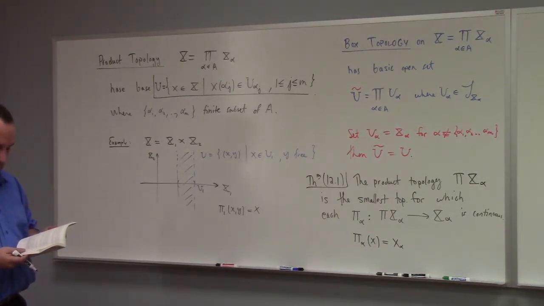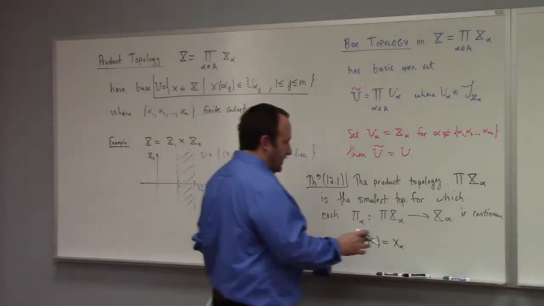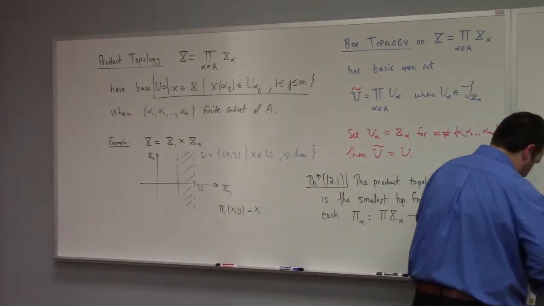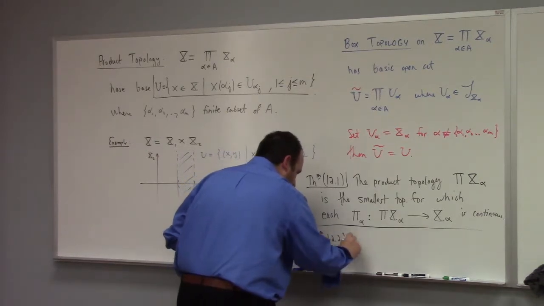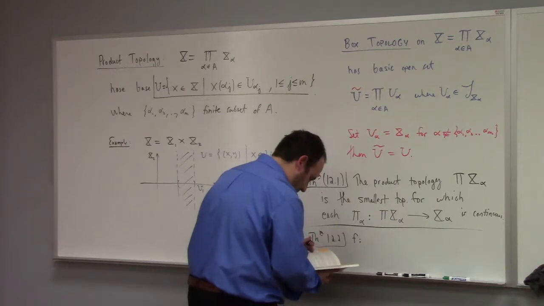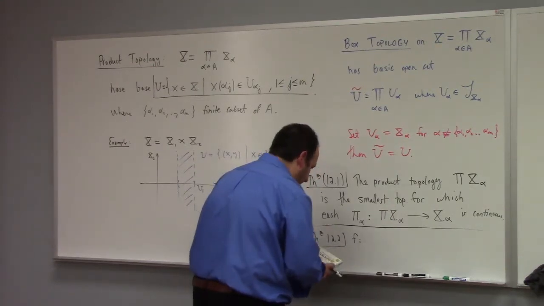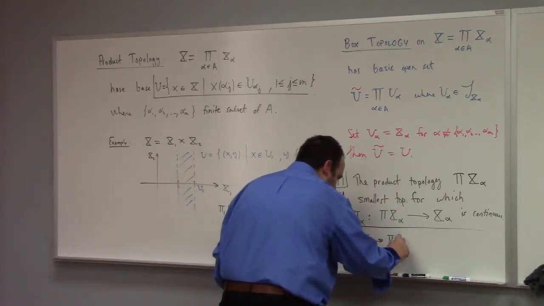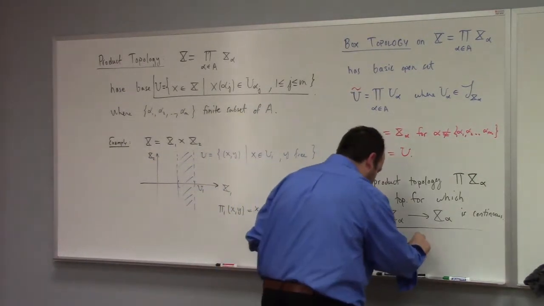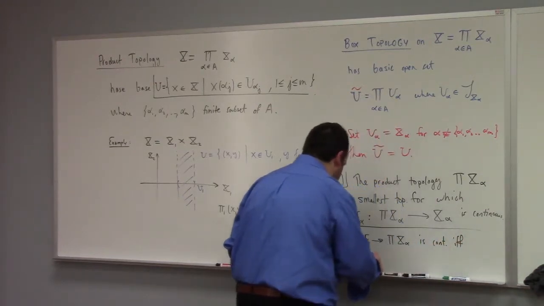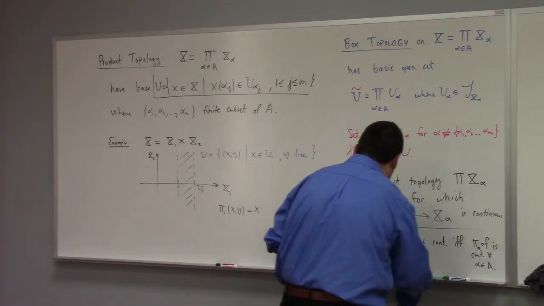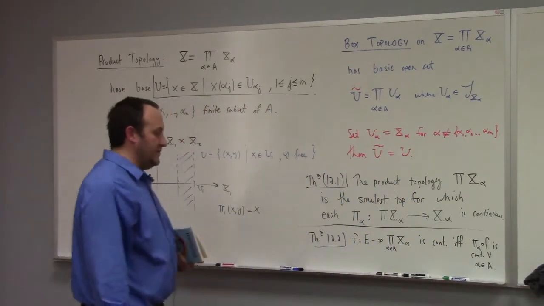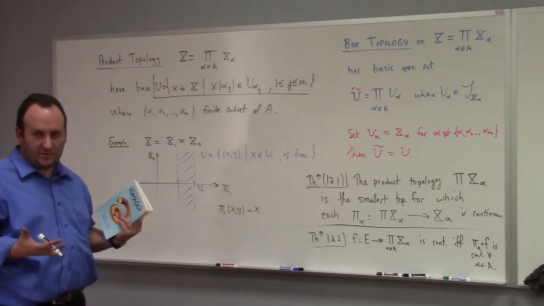And then Theorem 12.2 says if you have a function from a topological space E to the product of X alpha, then this is continuous if and only if the composition P alpha composed with F is continuous for all alpha in the index set A. In other words, a function into a product is continuous if and only if each of its component functions is continuous.